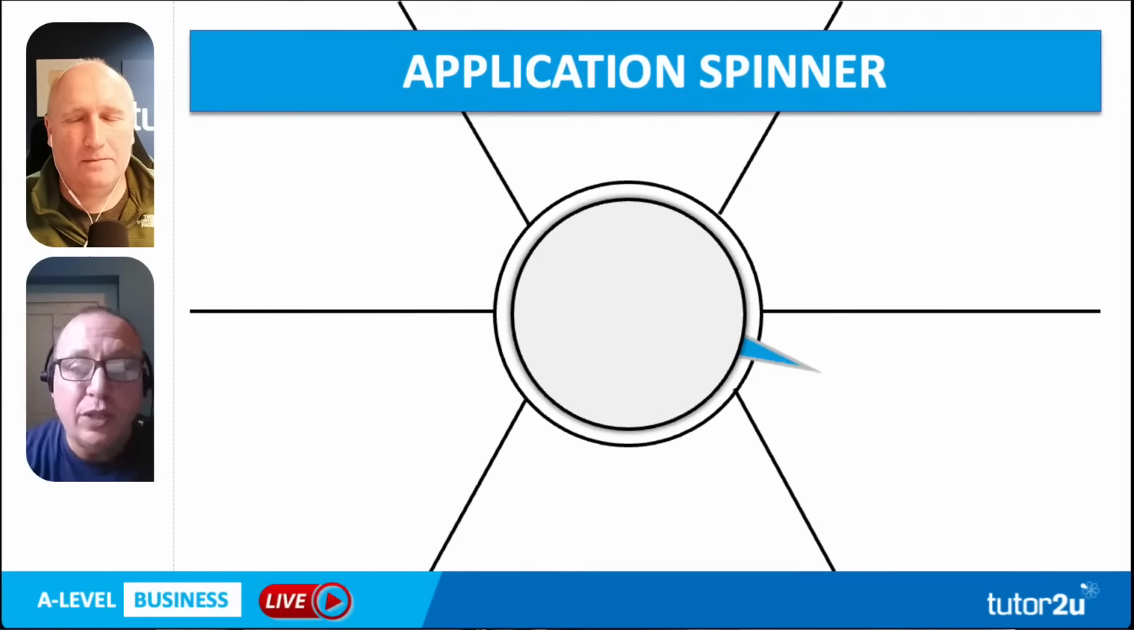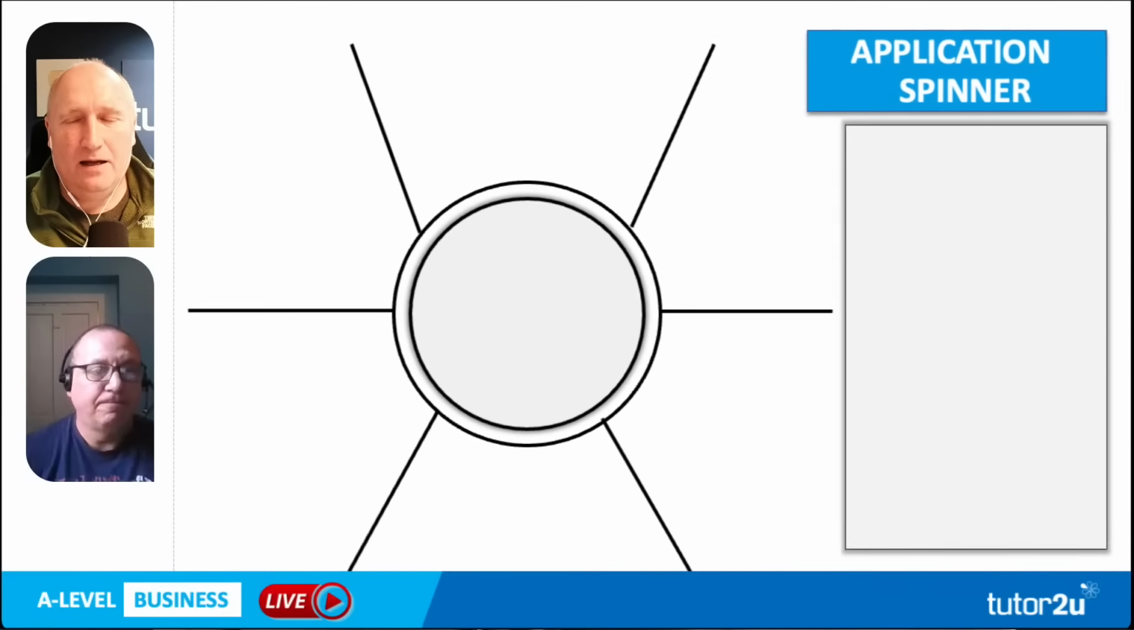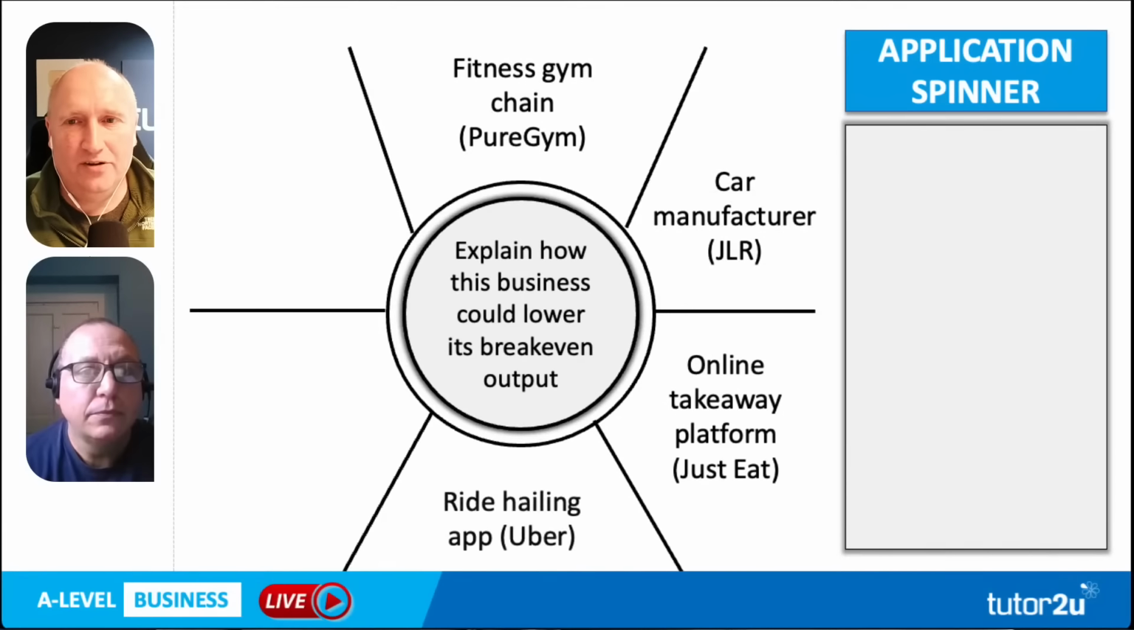Okay, shall we move on to the application spinner? Yeah, we've got two of these. So this is our last break-even activity. Shall I do the first one? Then you do the next one.